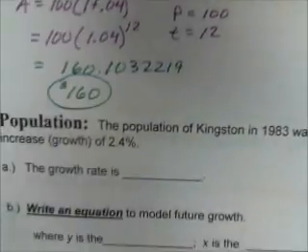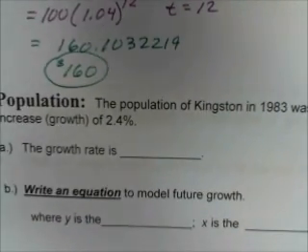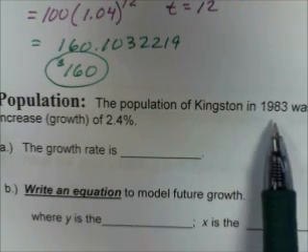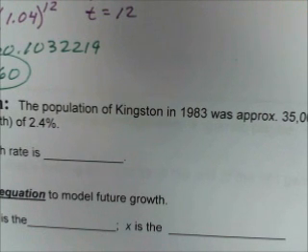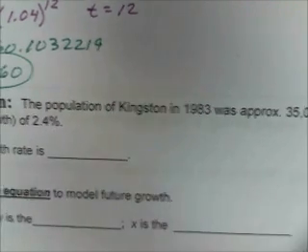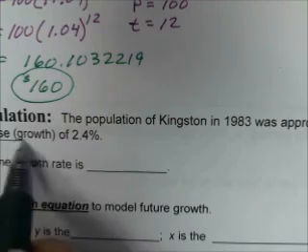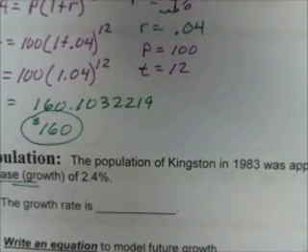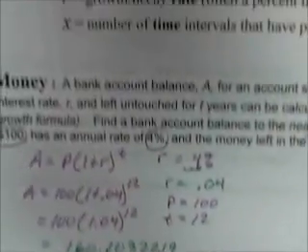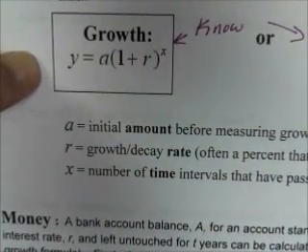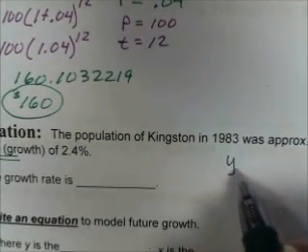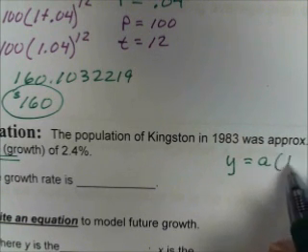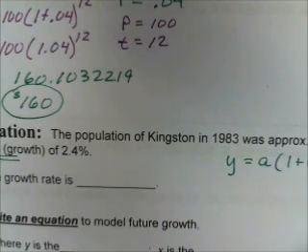Next, we have a population problem which reads, the population of Kingston in 1983 was approximately 35,000, with an annual rate of increase of 2.4%. So this is an increase, that's growth. So we're looking up at the equation above, y equals a times 1 plus r to the x. So let me just write that down. Y equals a times 1 plus r to the x.